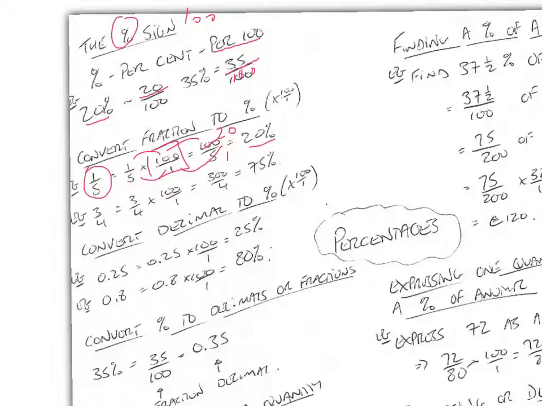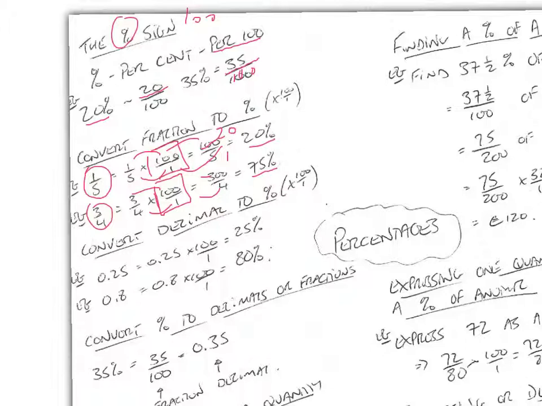The fraction 3 over 4 or 3/4, if we want to express that fraction as a percentage, then we multiply the fraction by 100 over 1. 3 times 100 is 300, 4 times 1 is 4, 4 goes into 300 75 times, 75%.